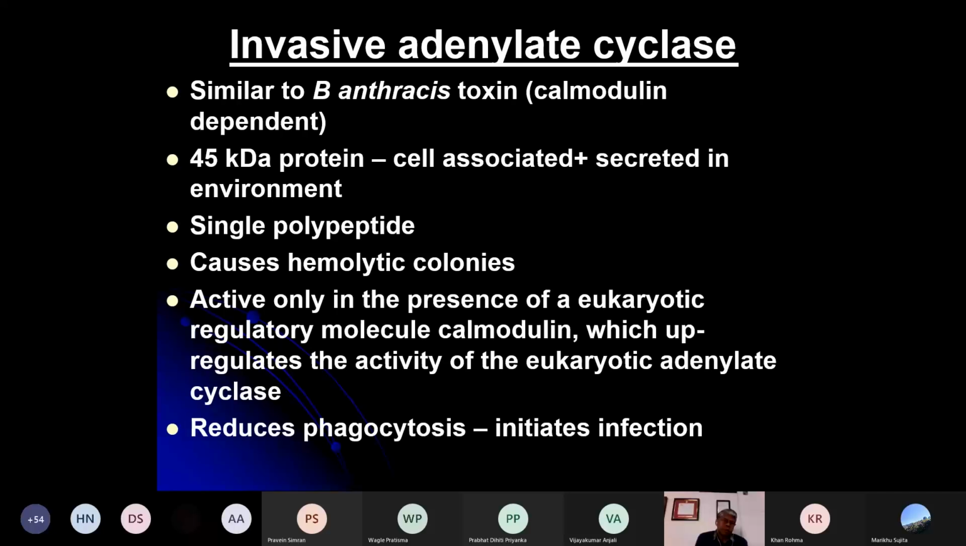It's a single polypeptide. In culture medium, it leads to hemolysis of the agar. So as we've seen, it's active only in presence of eukaryotic regulatory molecule, and this reduces phagocytosis. So this particular toxin subverts our own chemical pathway and inhibits phagocytosis.